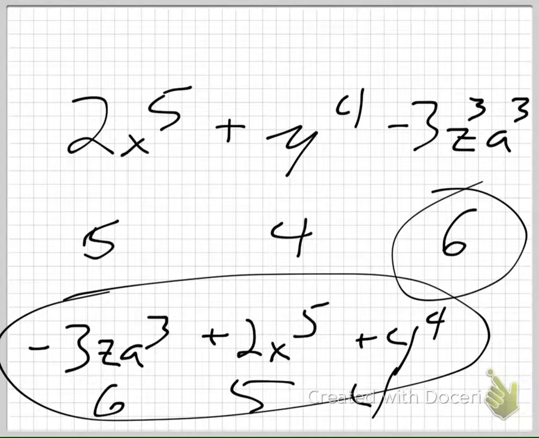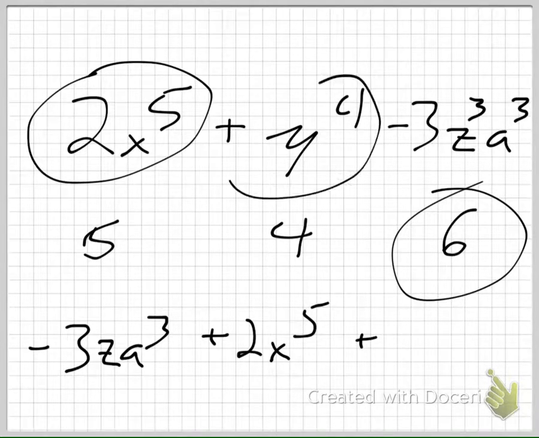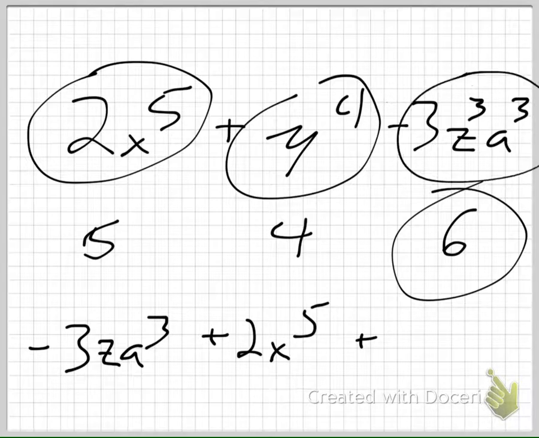Make sense? Remember, aren't I allowed to move these things around? I am, because we're just adding and subtracting. That's the commutative property of addition. Just move them around. Make sure you keep the sign with them.